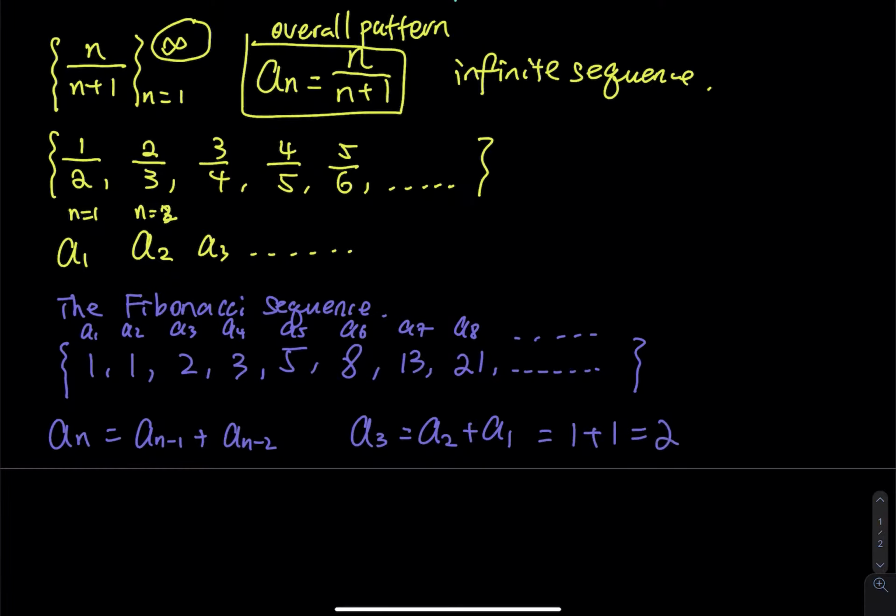Take a quick look. 2 is equal to 1 plus 1. 3 is equal to 1 plus 2. 5 is equal to 2 plus 3. 8 is equal to 3 plus 5, and 13 is equal to 5 plus 8. So that is the overall pattern of this sequence. Again, the overall pattern can be described as an equals a(n minus 1) plus a(n minus 2). The current term is equal to the sum of the previous two terms.